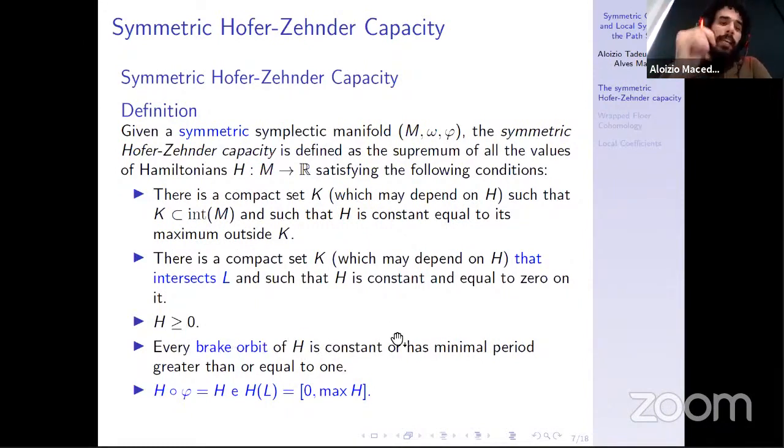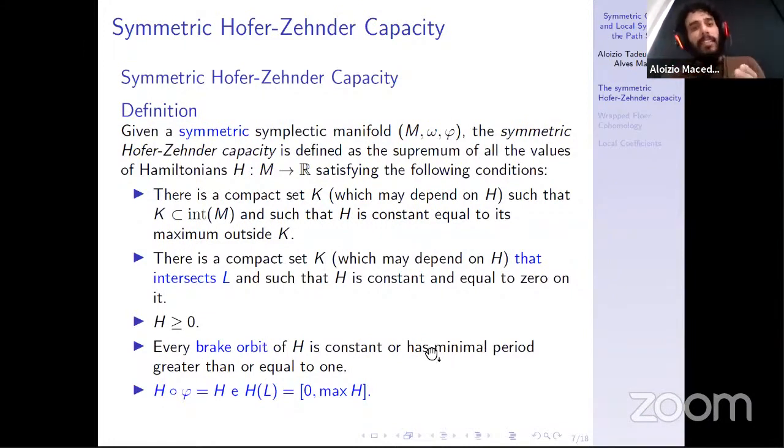Where break orbits, I mean orbits that connect the Lagrangian to itself, start and end in the Lagrangian. Here we could take, it would make more sense, if H is invariant with respect to phi, we can take a break orbit and continue it to conclude a periodic orbit.